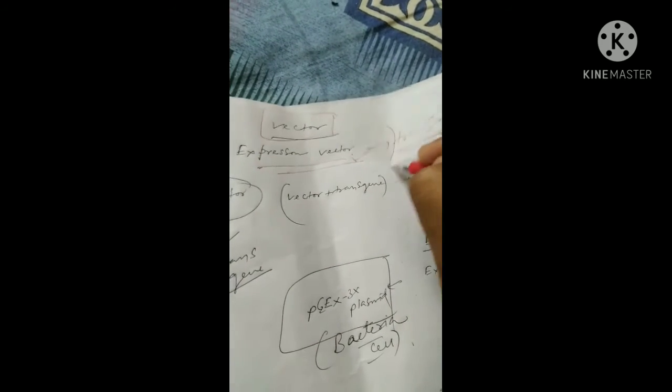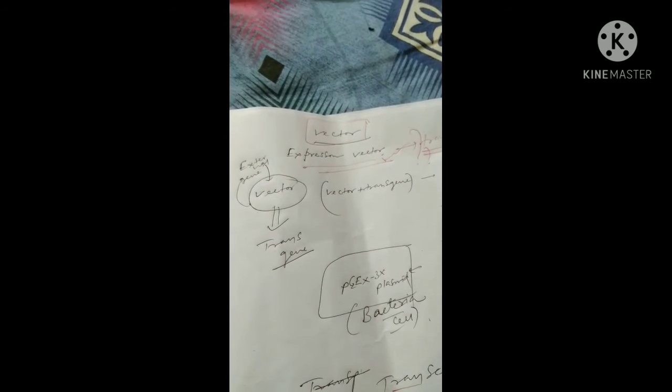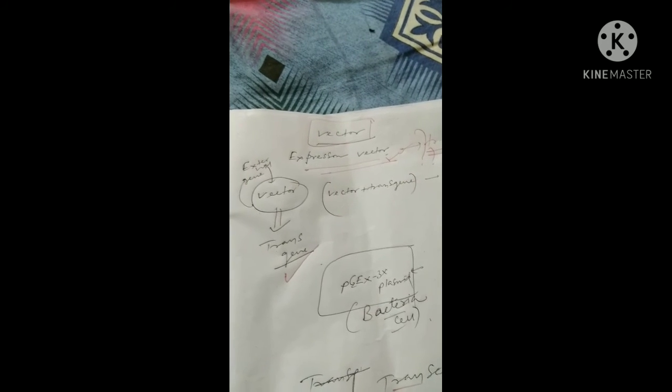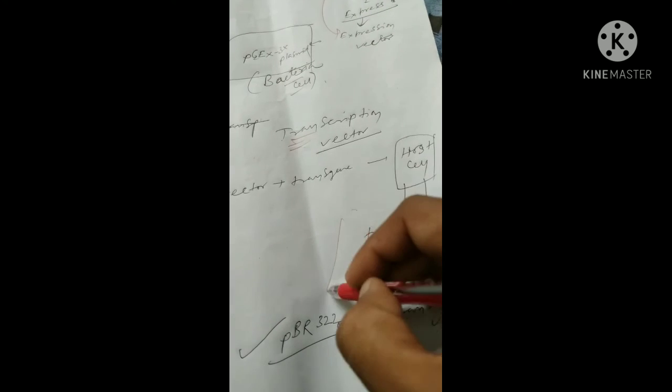Now the question is, what is a transgene? Whenever we incorporate one external gene into the vector, it is called the transgene. And it is expressed in the host cell, so that's why it is called the expression vector, for example the pGEX-3X plasmid. And whenever it is not expressed and only transcription is possible, then it is called the transcription vector, for example pBR322. So thank you.